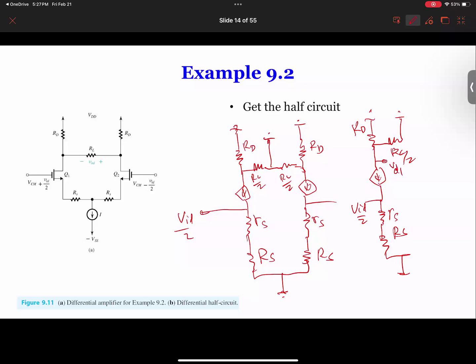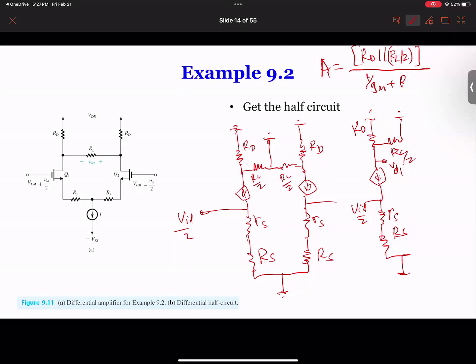By doing this, also using the previous slide, we can get the gain by taking the ratio between the output voltage and the input voltage. This is half input, so the total gain is going to be half, and then this side is another half. We add these two, we get 1. So we get the gain right away. The gain is the resistance of the output side, which is RD in parallel with RL over 2, over the input side resistance, which is 1 over GM plus RS. So just by observation now, we can get it.